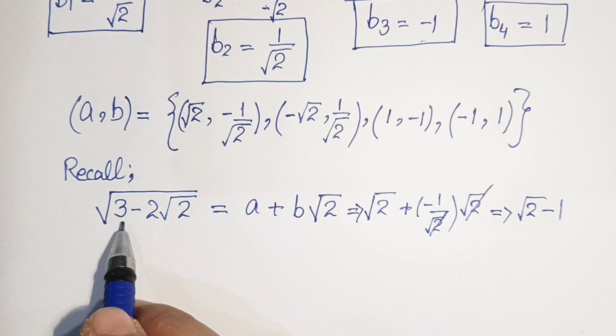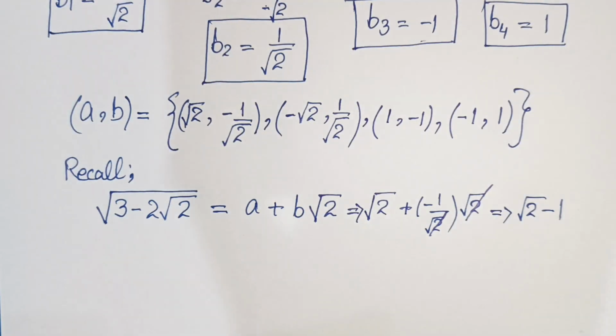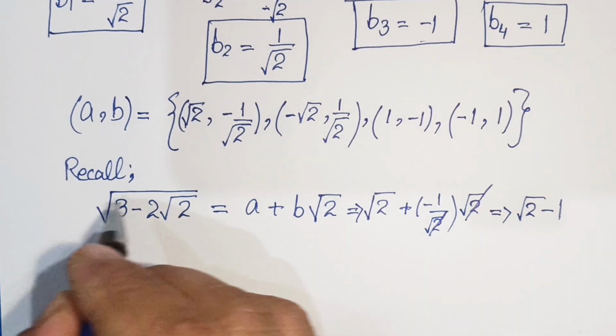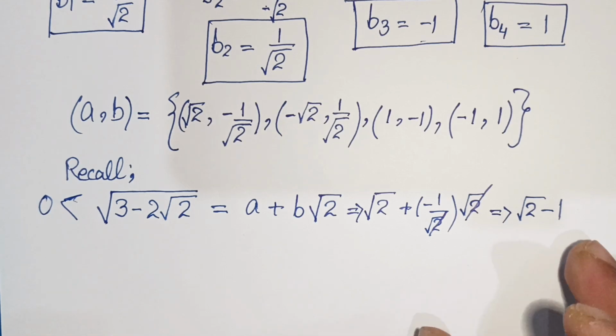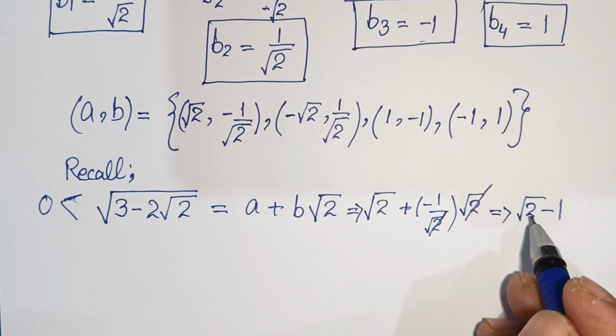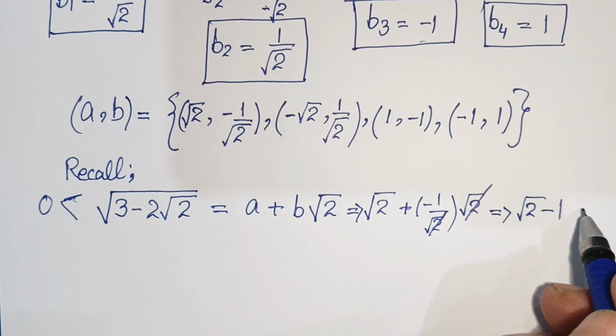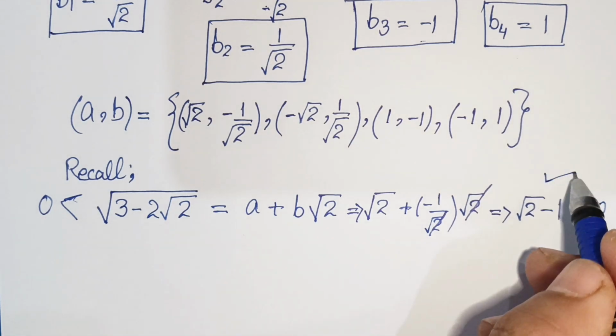We see that this square root of 3 minus 2 times square root of 2 is actually greater than 0. So we just have to check our entire solution, that the value of that solution must be greater than 0, so it will be a valid value. So here this square root of 2 minus 1 is greater than 0, so it is valid.